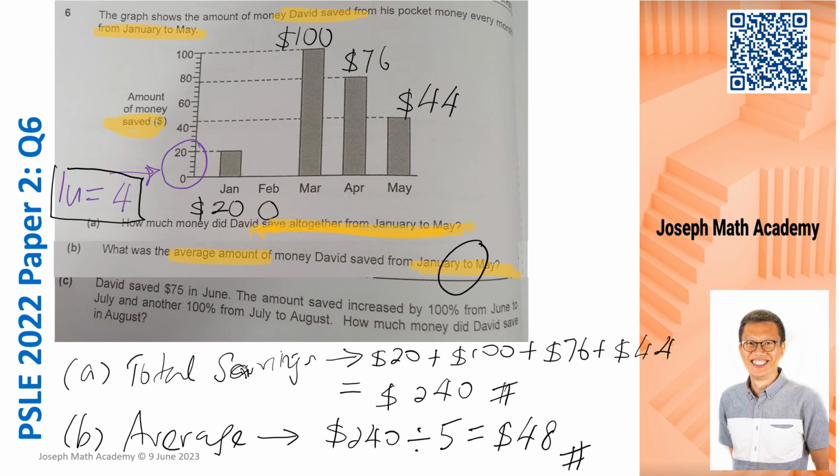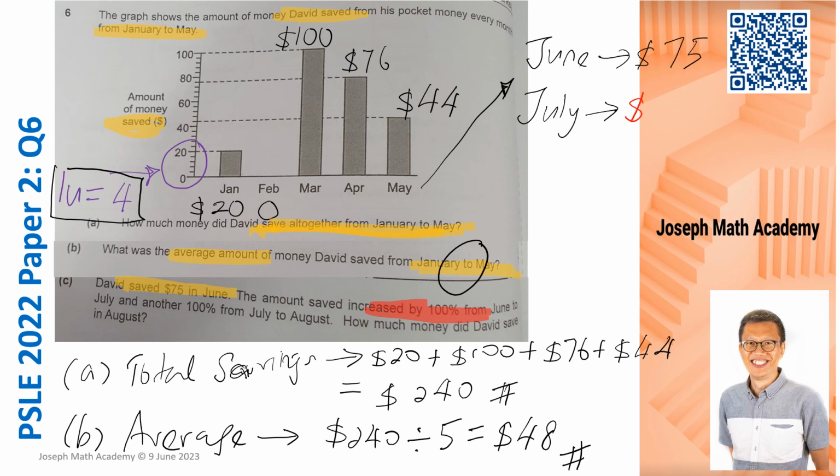Now, part C is telling us more information that in June, David saved $75. So I'm going to write this down at the right side. From May, I'm going to move on to June. In June, he saved $75. Now in July, let's read on some more. David's savings increased by 100% from June to July. Increased by 100% means it's doubled.